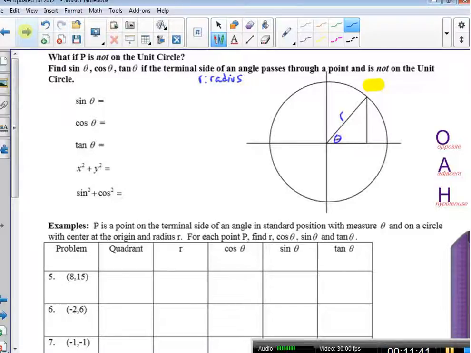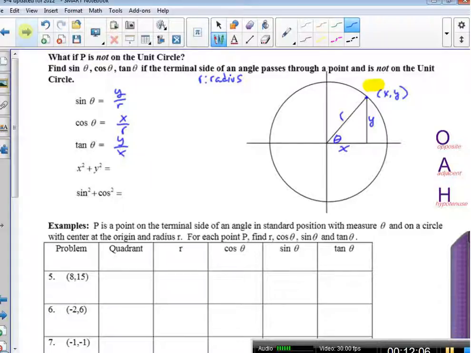So here's theta. Here's x, and here's y. So this coordinate is just (x, y). In this problem, sine theta is just equal to y over r. Cosine theta is equal to x over r, adjacent over hypotenuse. Tan theta is still y over x, whether we have the hypotenuse or not.